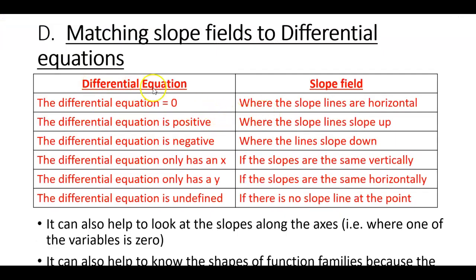Number 4, we have a slope field and we need to match it to a differential equation. If you guys take a look back at your notes in lesson 2.14, you'll see this little table here, and it's some information that shows you how you can match differential equations to slope fields. I would say the first thing you want to look for is this stuff. If the slopes are the same vertically or horizontally, that tells you if it has just an x or a y. The next thing you want to look at is where the zero slopes are located or where the undefined slopes are located. After that, you could just start looking at some specific points to determine where it's positive or negative. So let's do that.